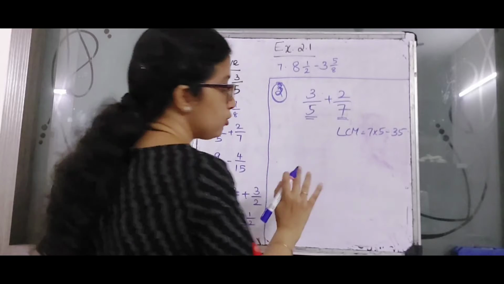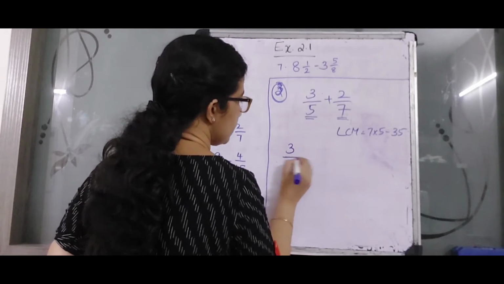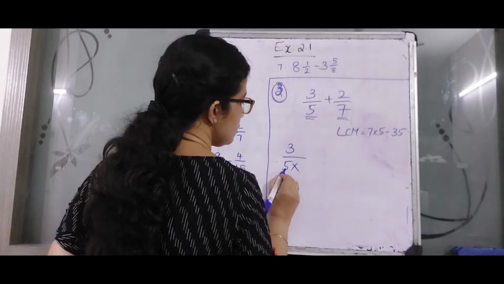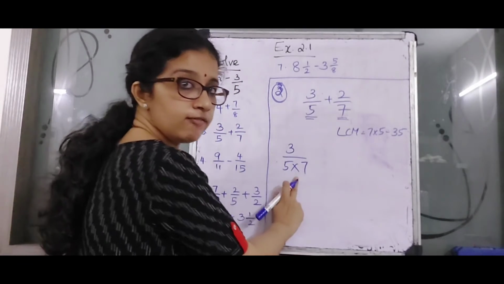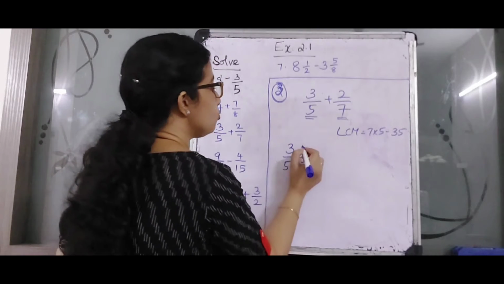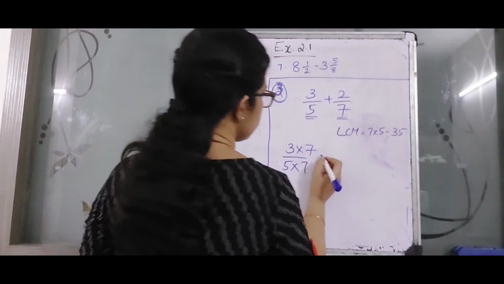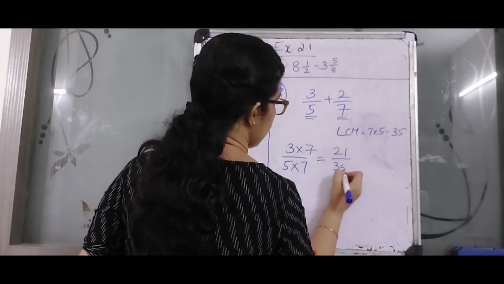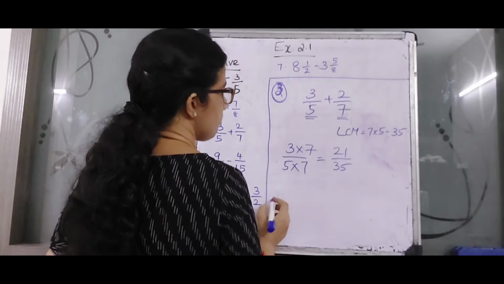Now we have to make both the denominators 35. So how can we write 3 by 5? How to make this 5 into 35? That is 5 into 7. 5 into 7, we will get 35. So if we multiply the denominator by 7, the numerator also has to be multiplied by 7. So you will get 21 by 35. So 3 by 5 can be written as 21 by 35.